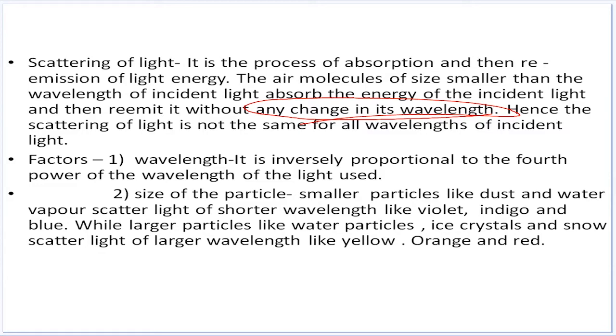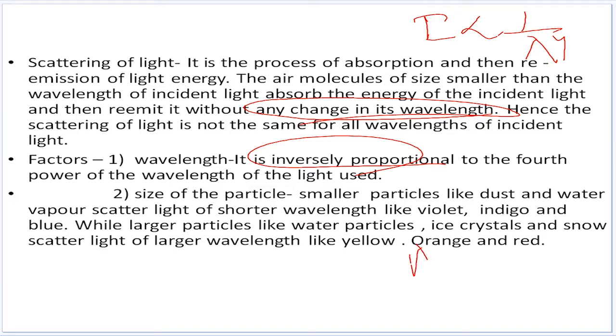So what are the factors on which scattering depends? First one, children, we have wavelength. It is inversely proportional to the fourth power of the wavelength. So we can write intensity of scattering is inversely proportional to lambda to the power 4. That means if the wavelength of light rays is more, intensity of scattering is less. We all know lambda of red is greater than lambda of violet. Red color has the greatest wavelength in comparison to violet light. Therefore, intensity of scattering of red light is much less in comparison to intensity of scattering of violet light.